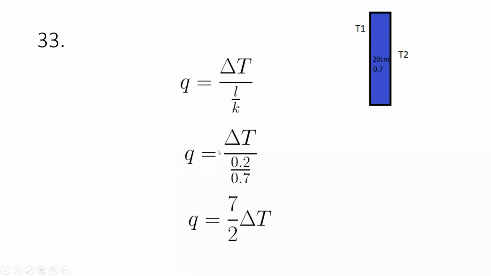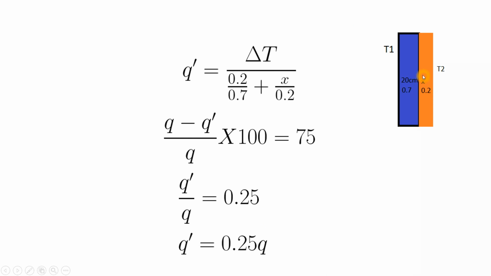So Q will be delta T upon L, which is 0.2 in meter, divided by 0.7, since it is 20 centimeters. So actually we will get Q equal to 7 by 2 delta T, where Q is the heat flux. So I am getting the heat flux as 7 by 2 delta T in the first condition. But in the second condition, we are applying an insulation with thickness X and thermal conductivity of 0.2 watt per meter Kelvin, and the temperature difference is delta T, the same temperature difference, since they have already told us that.